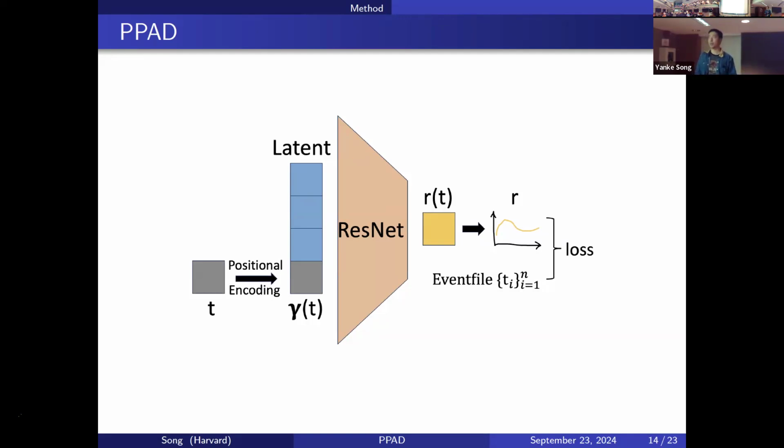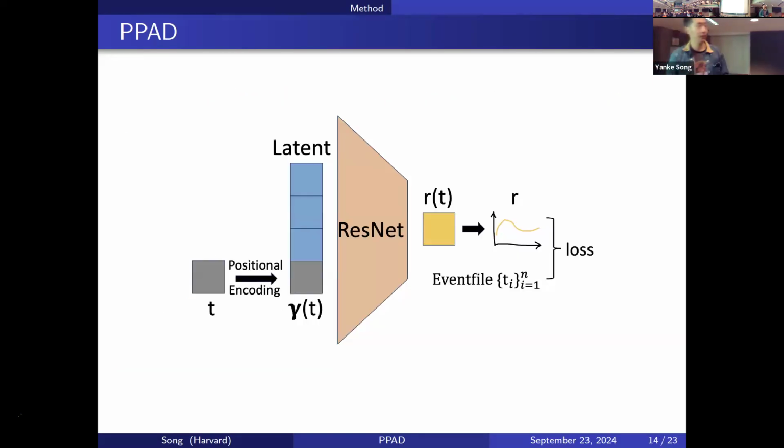Now we can sample very densely at any resolution, let's say at 10,000 time steps. Then these time steps form a light curve, and we can compute the loss between this light curve and our input event file via the loss I defined earlier. And this loss backpropagates the gradient through both the ResNet and the latent. And that's the full pipeline. Hope everyone's not lost right now.